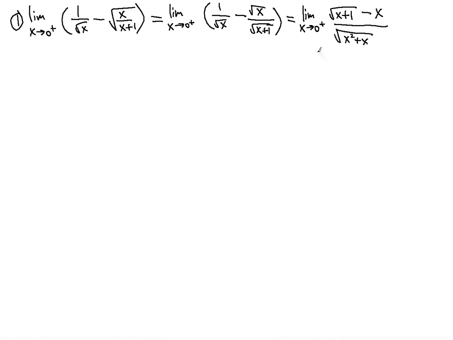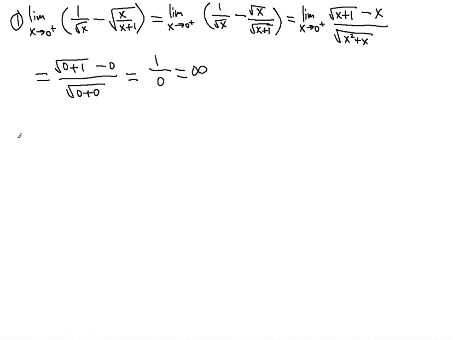Okay? And now this can actually be directly evaluated because we will have 0 plus 1 minus 0 over 0 plus 0. And it's going to be good because we'll have 1 on the top and 0 on the bottom, so it's going to be infinity.